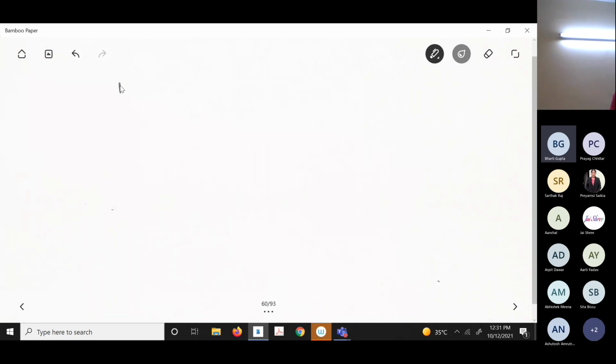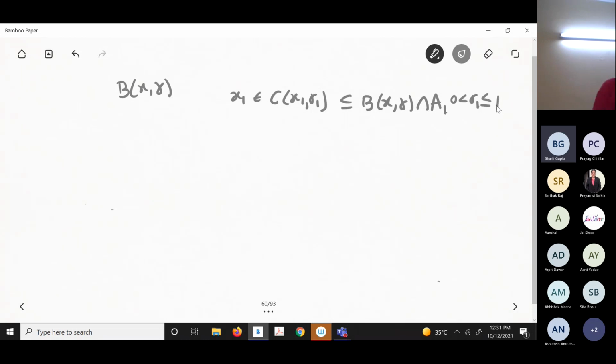Look, you started with an arbitrary point x and any number r greater than 0, and you have got this: x1 belongs to C(x1, r1), contained in B(x, r) intersection A1. And of course r1 is positive, and I can also choose r1 less than or equal to 1. Now I need to do the eventual induction process, but how will you go to it? For going to the induction process, you should know how to go to the second step. This is the first step I got.